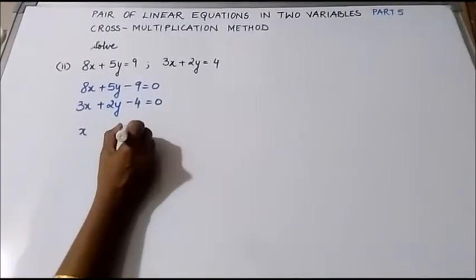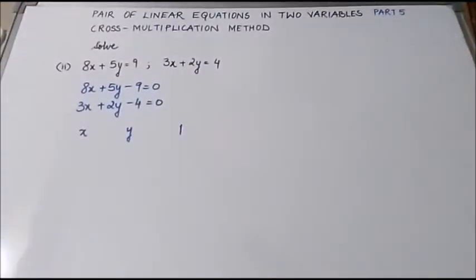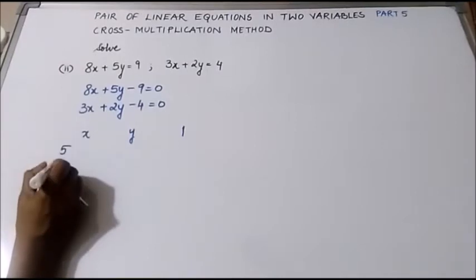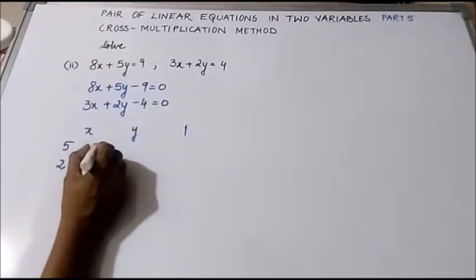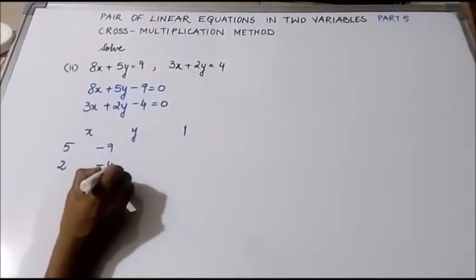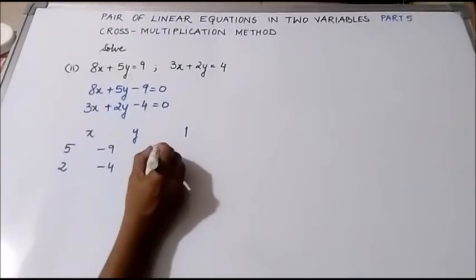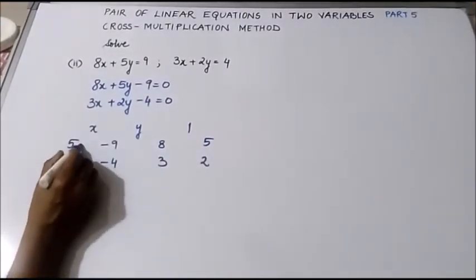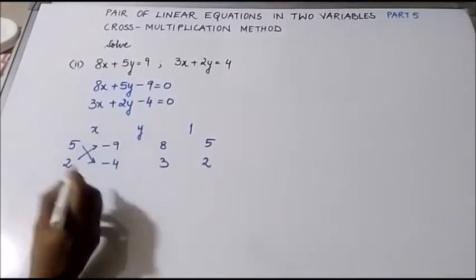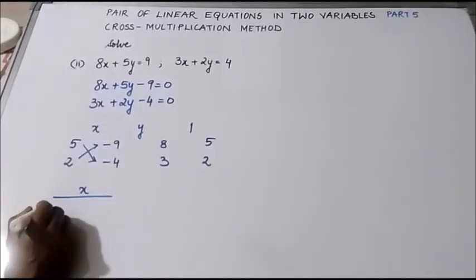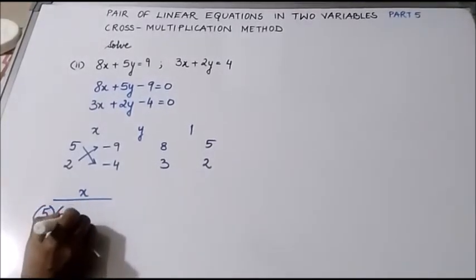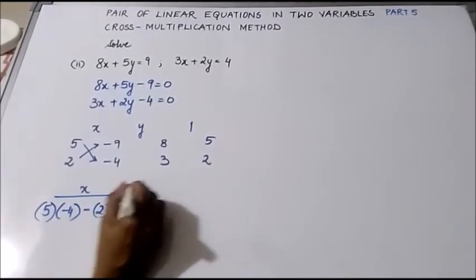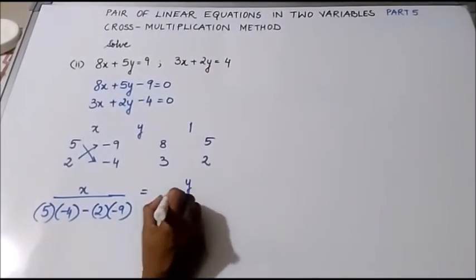First we write here x, y and 1. We will start with the coefficient of y, that is 5 and 2. Write here 5, 2. Next take the constant term, minus 9, minus 4. Then the coefficient of x. And last we write 5, 2. Cross multiply. That is x upon 5 into minus 4 minus 2 into minus 9 is equal to y.